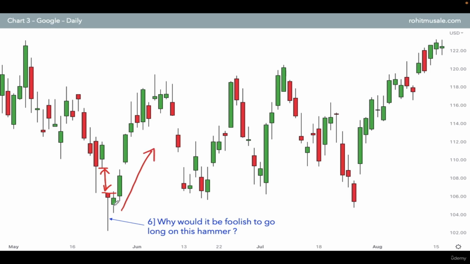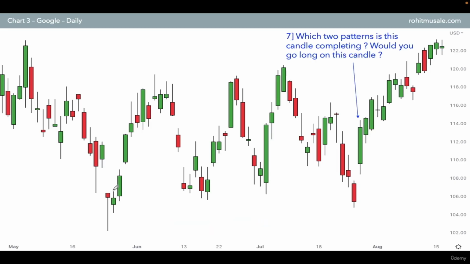But we don't know what is going to happen next, right? The price could have failed to break that resistance and would have crashed down, right? So that is why I would not go long on that hammer, because of that falling window. A falling window is a very strong resistance.